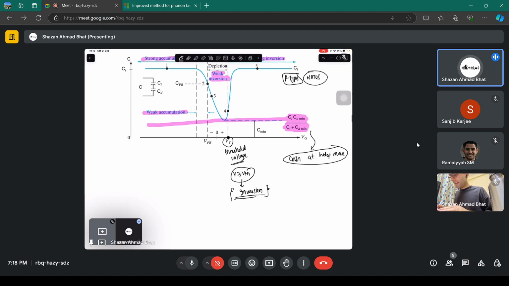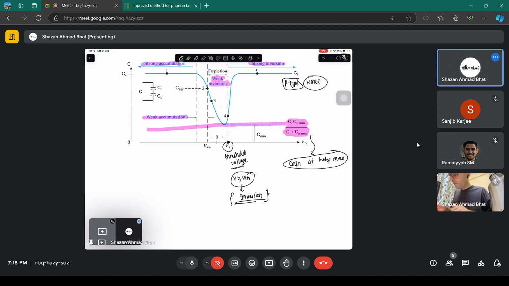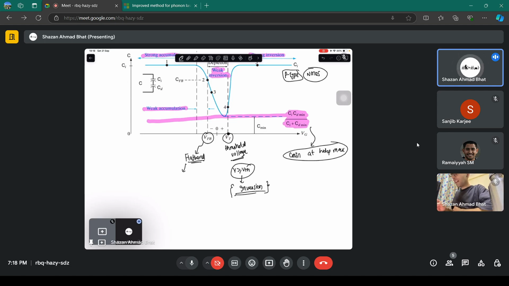Okay. And this V flat band is basically something called flat band voltage. Flat band voltage means it's the voltage you need to apply to make the bands flat. If there are certain non-idealities, or if there is a metal semiconductor work function difference, this particular flat band voltage is equivalent to phi m minus phi s, and there is also fixed oxide charges divided by oxide capacitance.